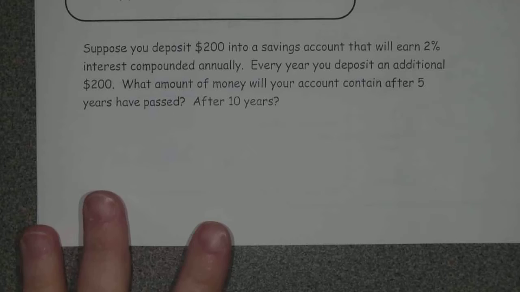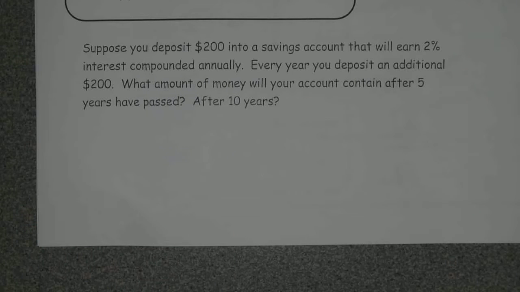Okay, last problem. Suppose you deposit $200 into a savings account that will earn 2% interest compounded annually. Every year you deposit an additional $200. What amount of money will your account have after 5 years have passed? Okay. There is a formula for this already. You could actually use the formula that we just did, but I want to just talk about how to do it by hand for just today.